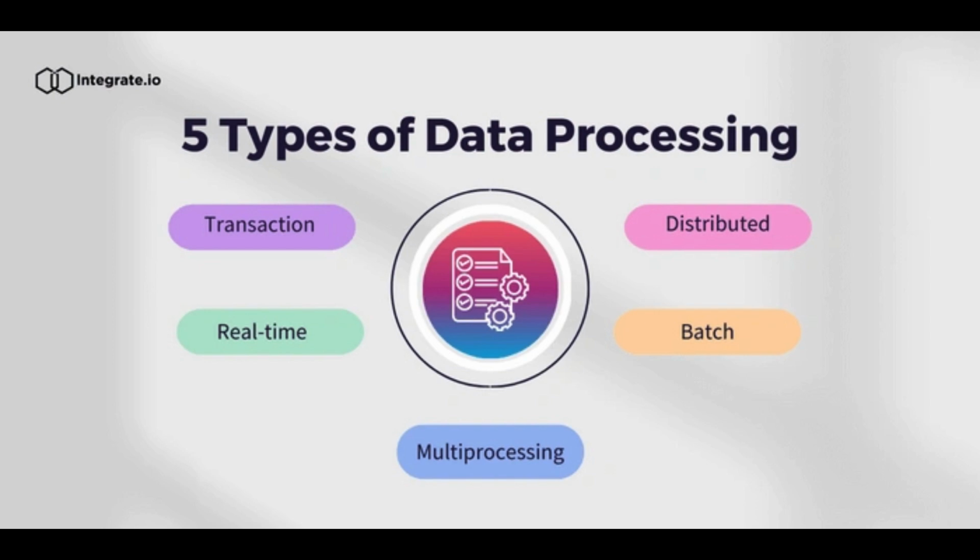MapReduce. Data is processed in parallel across multiple nodes, involving a map phase for data preparation and a reduce phase for aggregation. Common in distributed computing frameworks like Hadoop for large-scale data processing.